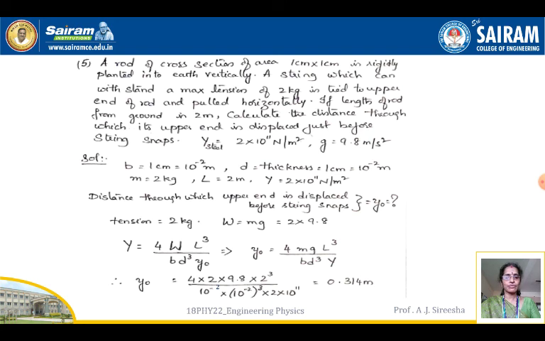Rearrange the terms of the formula. Therefore y0 is equal to 4mg L cube by B D cube into Y. 4m is 2, g is 9.8, L cube is 2 cube, and B is 10 to the power of minus 2 and D is 10 to the power of minus 2, so B D cube, whole to the power of 3, into Y, which is 2 into 10 to the power of 11. So substitute all these values, use the calculator, do the calculations and you will be getting the value of y0 as 0.314 meters. Okay, these are some of the numericals. Thank you.